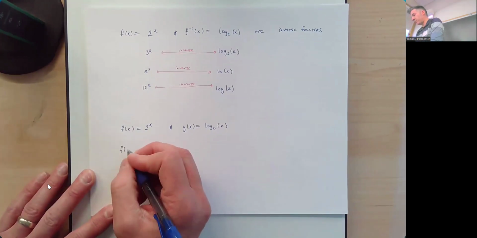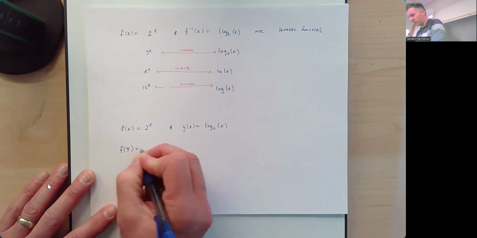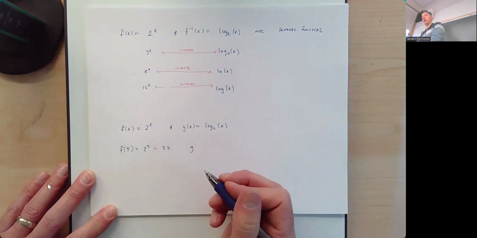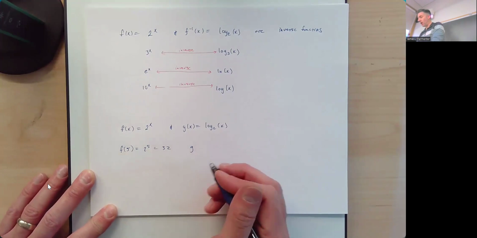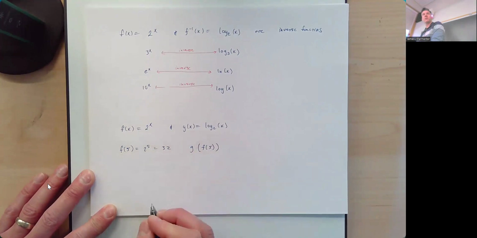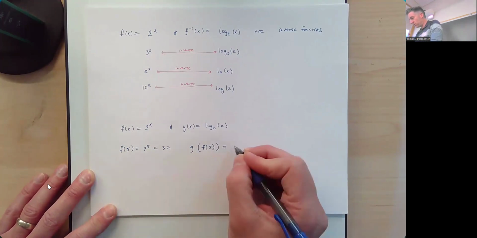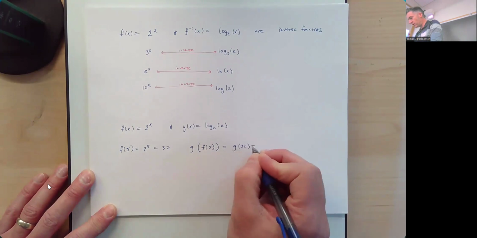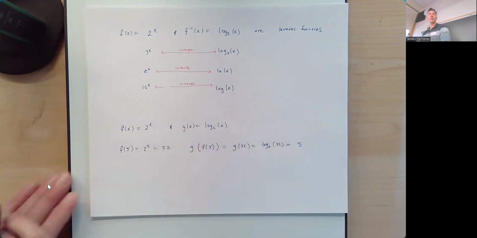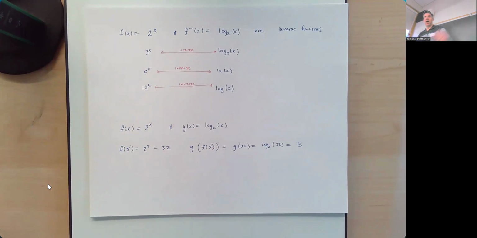f of, let's pick something different. f of 5 is 2 to the 5th, which is 32. And then g, okay, watch this. I'm not going to write g of 32 first. I'm going to write g of f of 5. But f of 5 is 32. g of 32 is log base 2 of 32, which is 5. So the whole point here is that we started with 5, f did something to 5, and g undid whatever f did to get us back to 5.